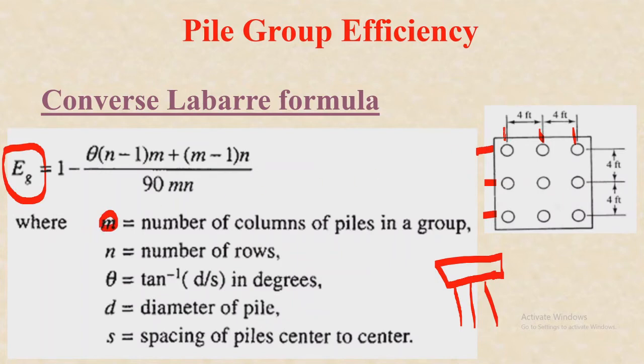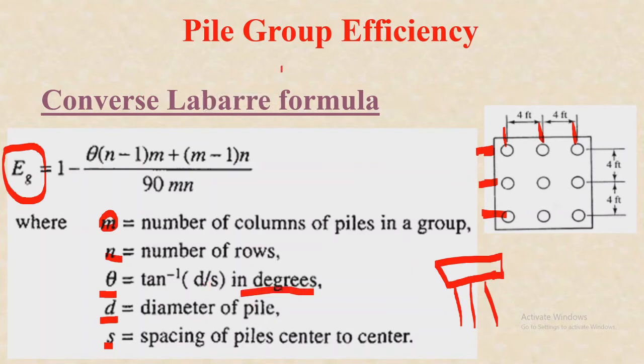Now what is m? M is basically the number of columns. You can see in this case the number of columns is 3, and n stands for the number of rows. In this case the number of rows is 3. D represents the diameter of the pile, and S represents the center to center spacing between two piles. Now what is this angle theta? This angle theta is basically the tangent inverse of the diameter of the pile divided by the spacing of the piles, in degrees.